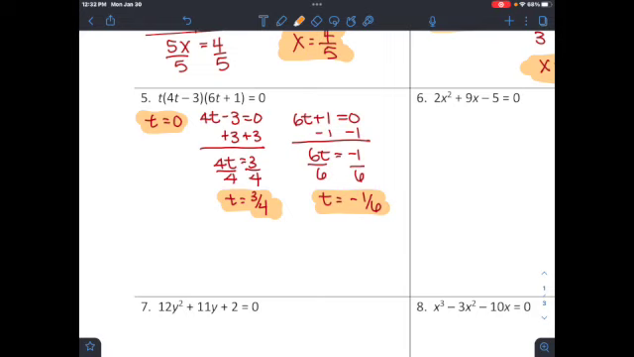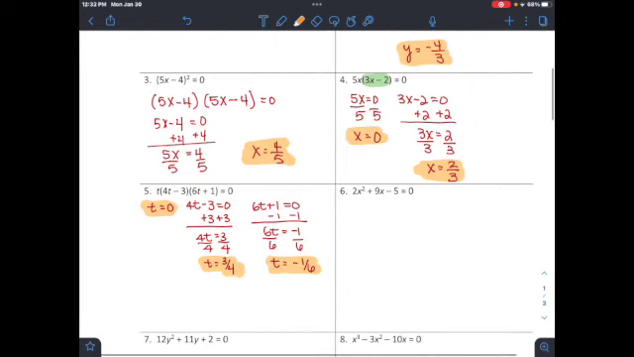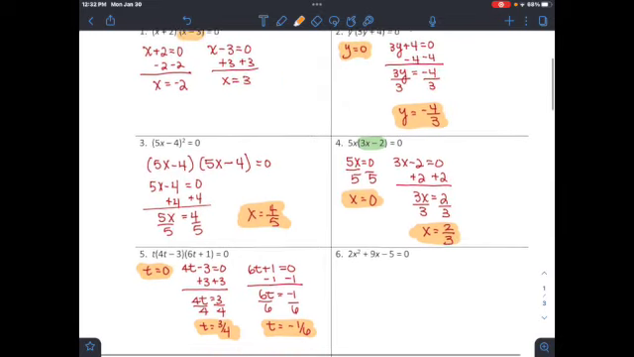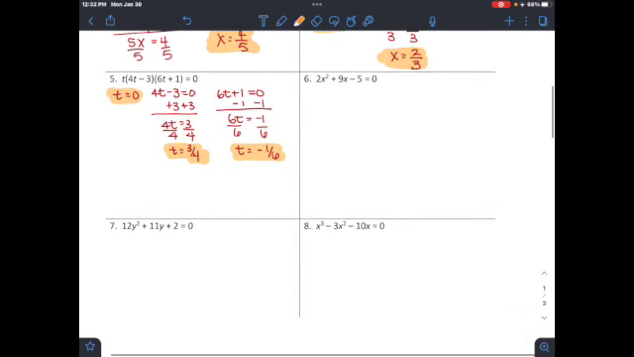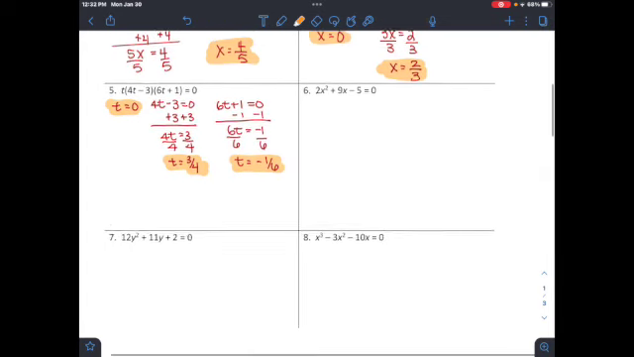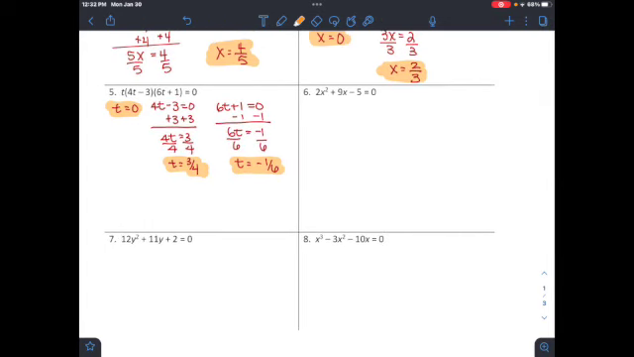So those are the very basic ones that you can just set up, because they are all factored for you, and you just have to take the parts that are being multiplied and set them equal to 0. Now we are moving on to the next type. The next type is where they have not put it in parentheses for you, so you have to make sure that you put it in the parentheses. In this case, it's the guess and check that we did before in the previous section in lesson 7.